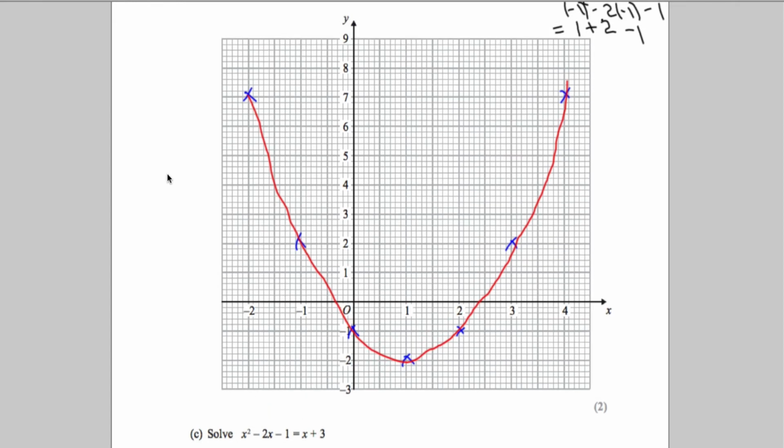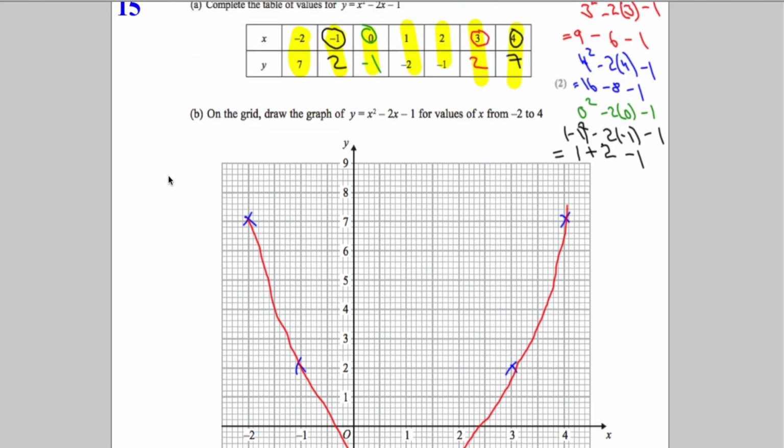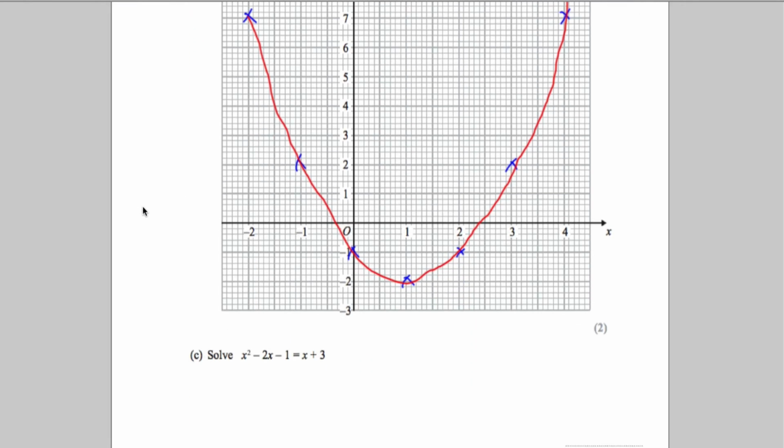Just bear in mind as well, folks, if you made a mess of your table and you weren't too sure about it, I would always suggest make sure you plot your points and draw some sort of graph, because you might be able to nick a mark, even if it's not right.